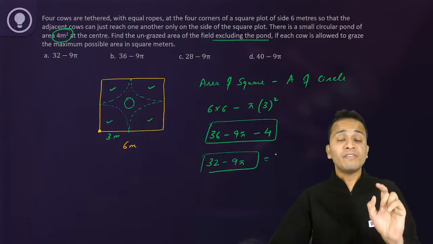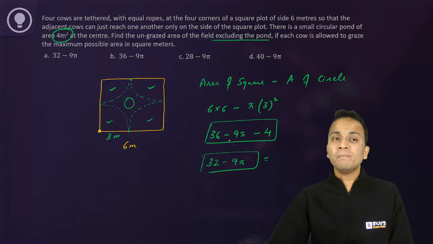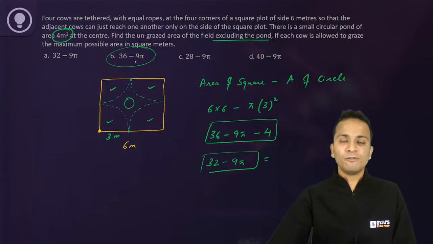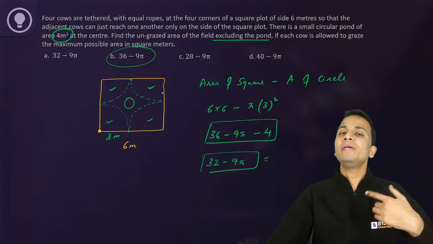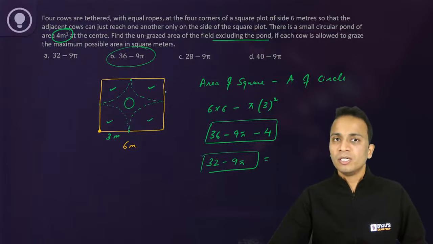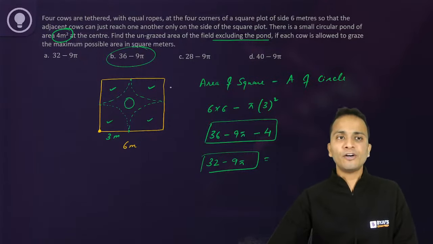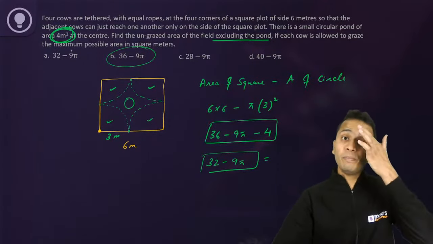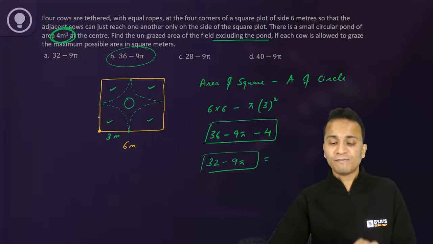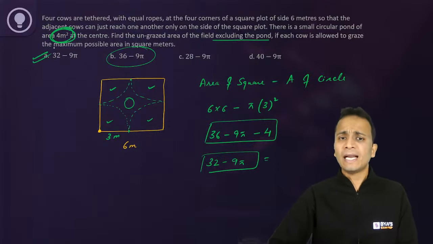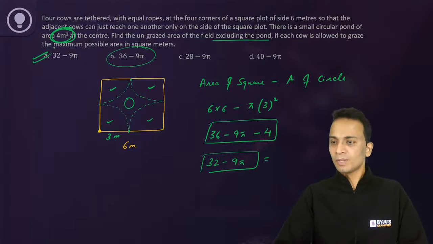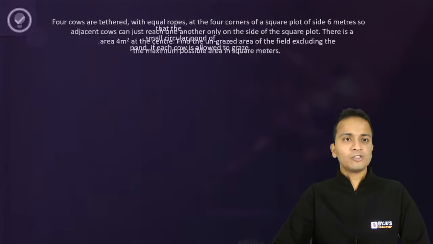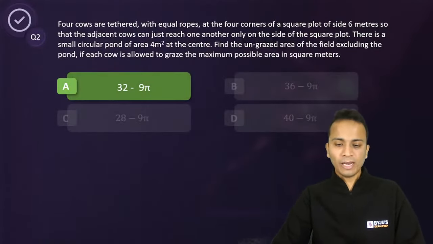The students who have given the answer as option B, guys, please be careful. 36 minus 9 pi will be including the area of the pond. We have to also exclude the area of the pond. So 4 meter square will be excluded, and hence the final answer will come out to be option A, that is 32 minus 9 pi. Okay. All right, so that is the answer. Question number 2, 32 minus 9 pi.